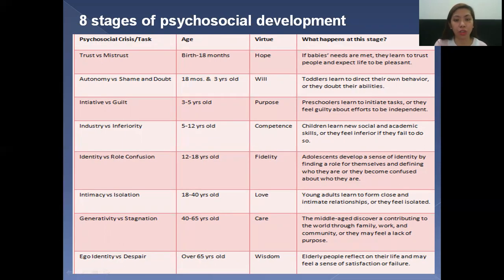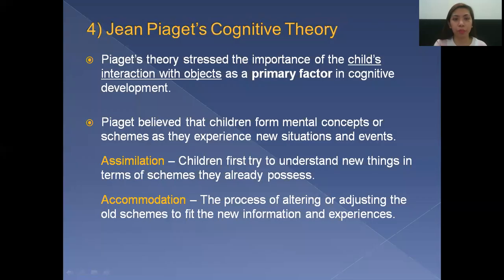Generativity versus stagnation is when the middle aged discover a way of contributing to the world through family, work, and community, or they may feel a lack of purpose. And the last stage, which is ego identity versus despair, is when elderly people reflect on their life and may feel a sense of satisfaction or failure.